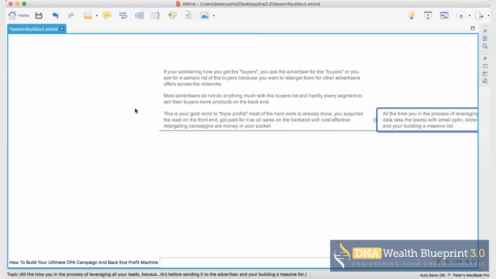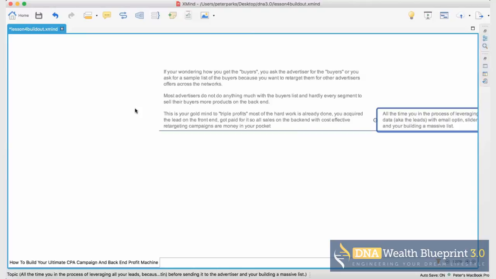So if you have a good relationship with the advertiser, why not go ask the advertiser for a small buyers list, the data list, and explain to them why you need it: because you want to retarget those buyers for other offers that are beneficial for the advertiser. If you structure it in that manner, 9 times out of 10, you build a relationship with the advertiser and they will give you a small list of the buyers so that you can give them what's called proof of concept.